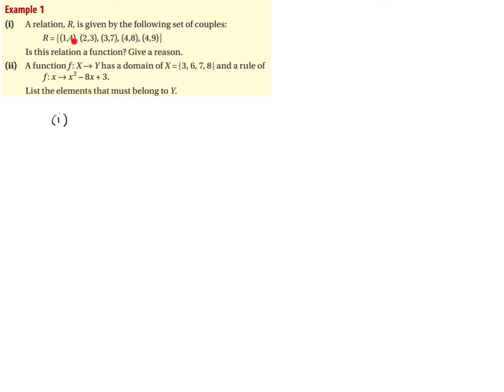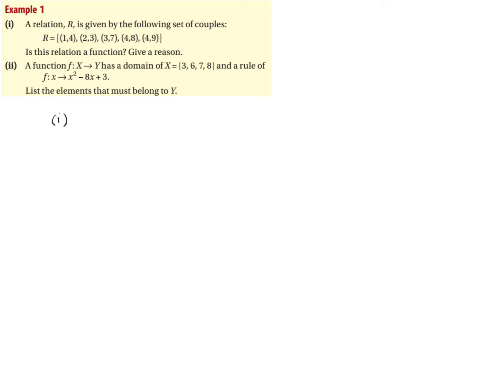So we have 1 maps onto 4, 2 maps onto 3, 3 maps onto 7, 4 maps onto 8, and 4 maps onto 9. Now remember the definition of what a function is. A function is that every input has at most or only one output. So 1 has an output of 4, that's fine. 2 has an output of 3, that's fine. 3 has an output of 7. But here we have a problem. 4 has an output of 8 and 4 also has an output of 9. That means that 4 has 2 outputs.